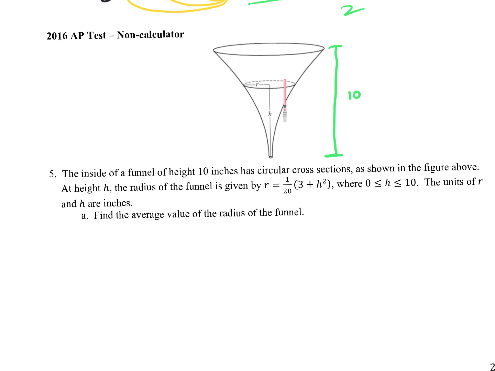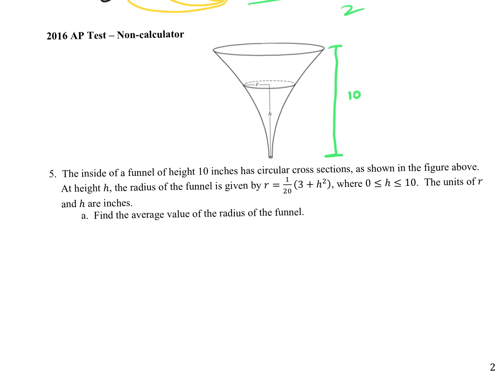We've got these cute little cross sections. The radius of the funnel is given by this equation. What happens to the radius as I go higher up in the funnel? It gets bigger. And what happens down here? Okay, great. And it says find the average value of the radius. What is the average radius length is what they're curious about.